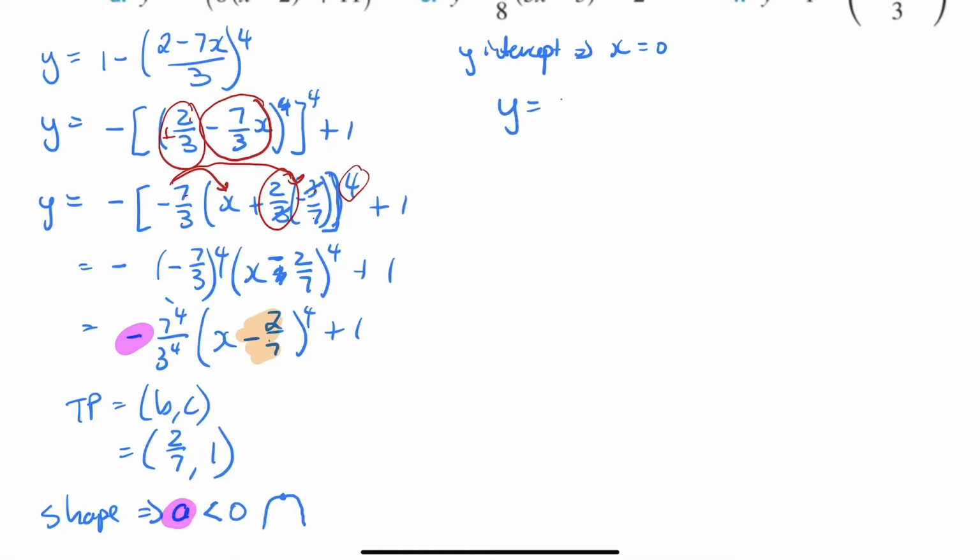Y is going to be negative 7 over 4, 3 over 4, multiplied by 0, x is 0, minus 2 over 7 to the power 4, plus 1. Now here we have a multiplication, it means times. So a negative times a negative, first of all, it's to the power 4, so this whole thing is going to be positive. This is going to give us 7 to the power 4 that cancels with this 7 to the power 4.